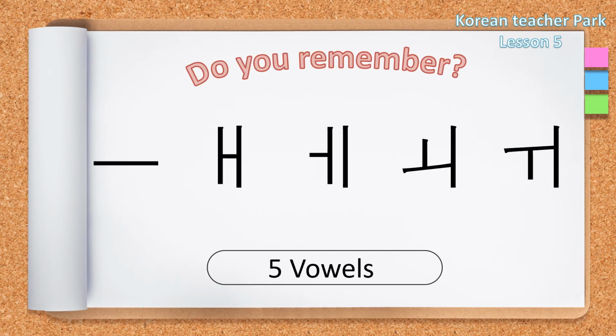How about this? You already remember, right? We already studied these 5 vowels in lesson 4. Let's read again. 으, 에, 왜, 위. Right. 으, 에, 왜, 위.